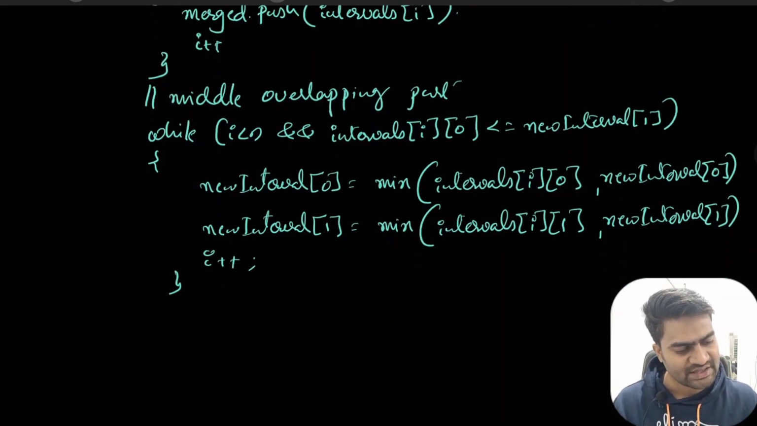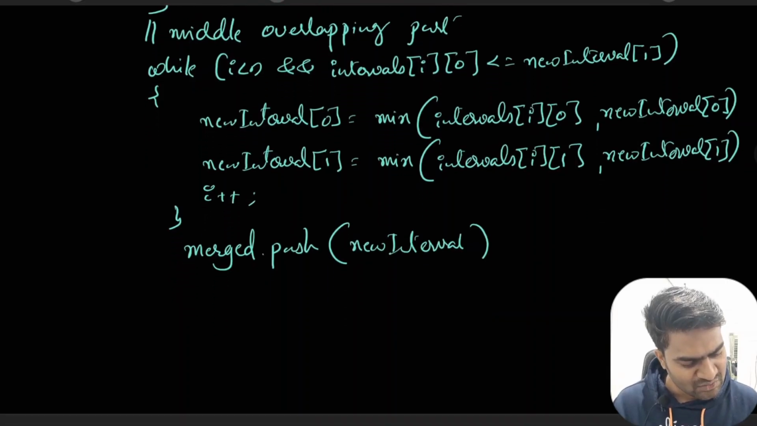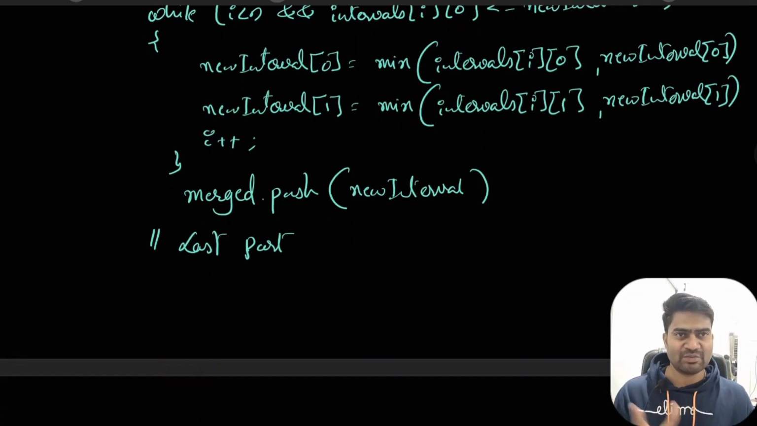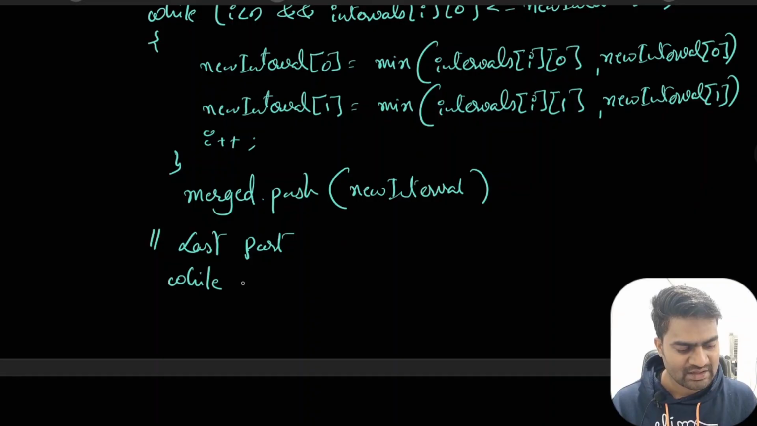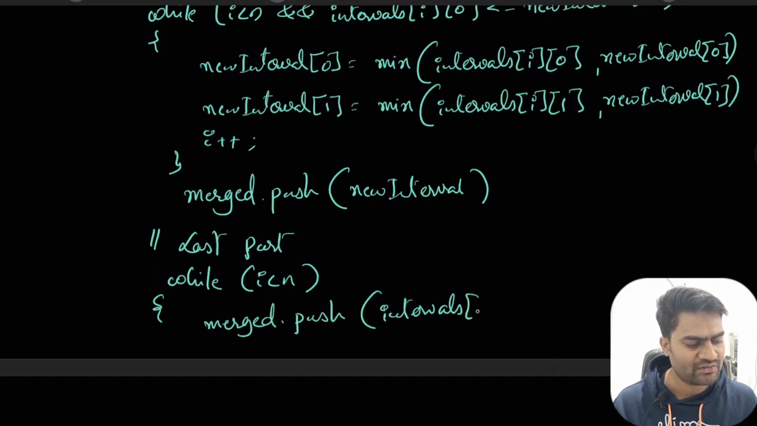Once this entire processing is done, it will stop and I simply need to push the new interval to the merged array. So I will do that. This is the middle part. Now the last part is the non-overlapping part, the remaining values. While i is less than n, I will simply say merged dot push or add of intervals of i.